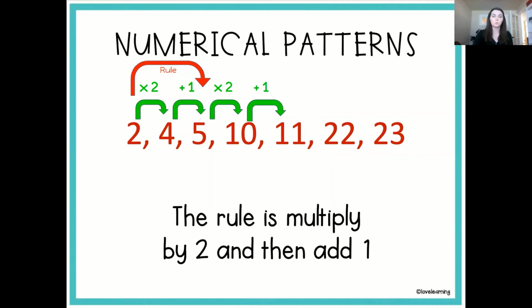So there's a whole, you can't see when I point. There's a whole other rule here. All right. And then 11 times 2, that's 22. And 22 plus 1 is 23. So there is our rule for this sequence of terms.